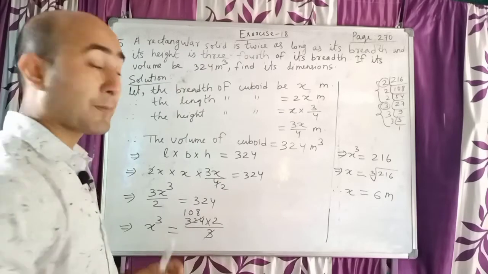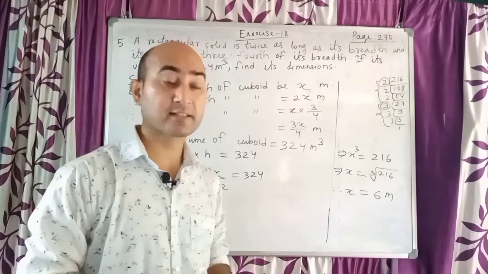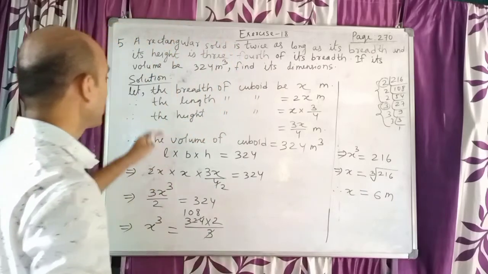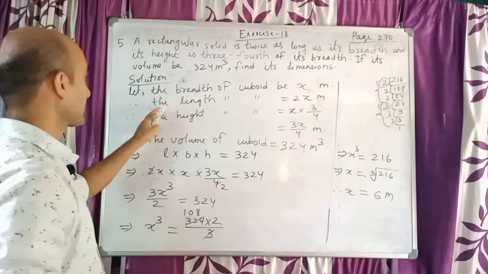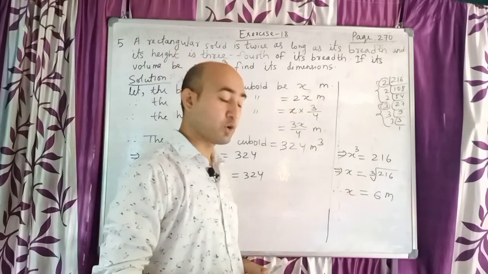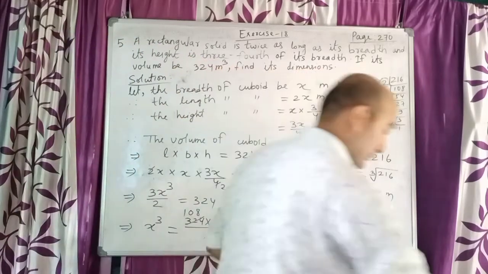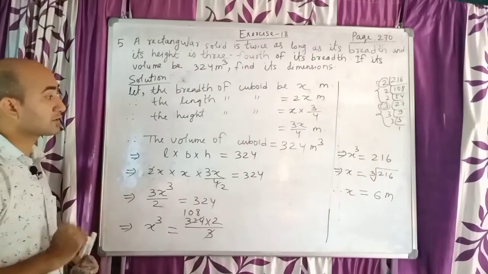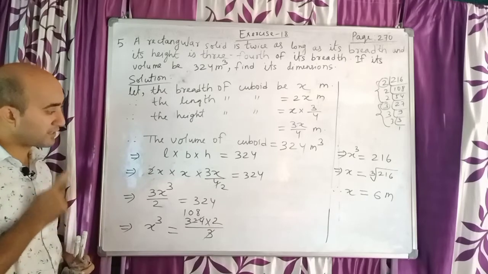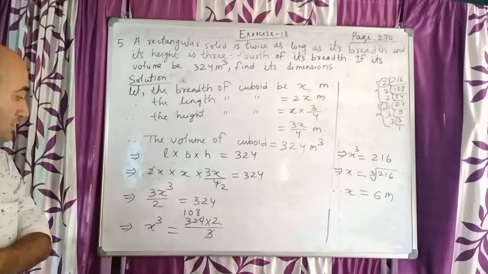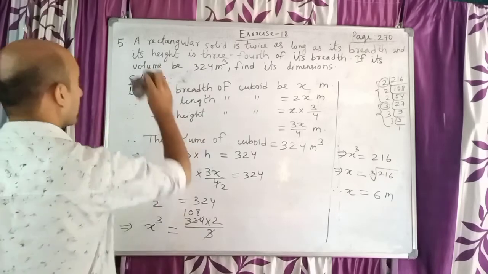Now children, we have to find the dimensions: length, breadth and height. So what we will do is put this value of 6 in the respective places. The length of the cuboid is 2x, so we will do 2 into the value of x. Till this portion, children, you can take a screenshot, or pause the video and write the notes. Let me further do the other parts of the question.